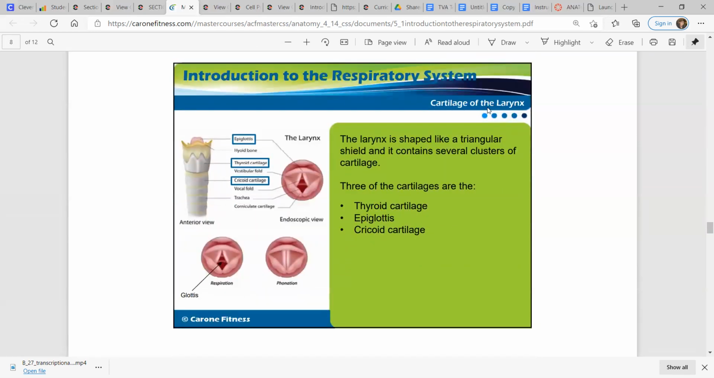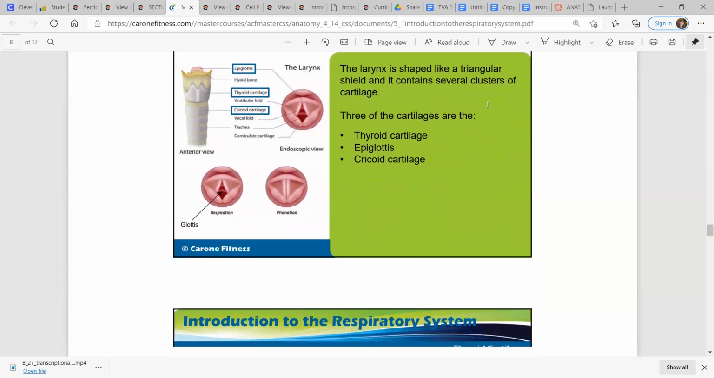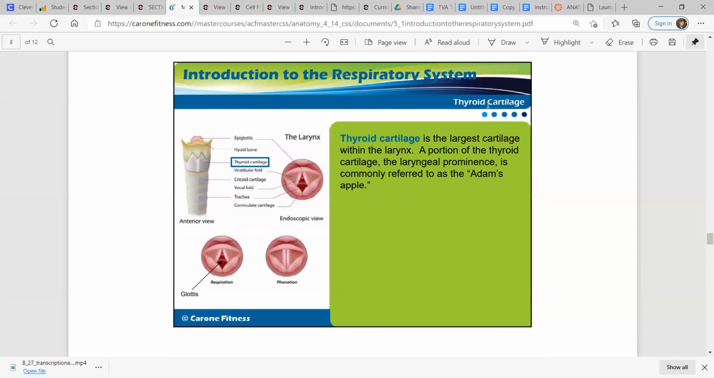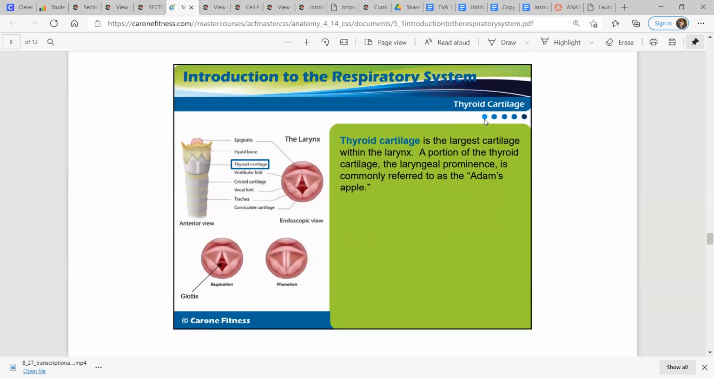And it's shaped like a triangular shield, and it contains clusters of cartilage. And 3 of those cartilages are the thyroid cartilage, the epiglottis, and the cricoid cartilage. Here we have the thyroid cartilage. It's the largest cartilage within the larynx. A portion of the thyroid cartilage, the laryngeal prominence, is commonly referred to as the Adam's apple.